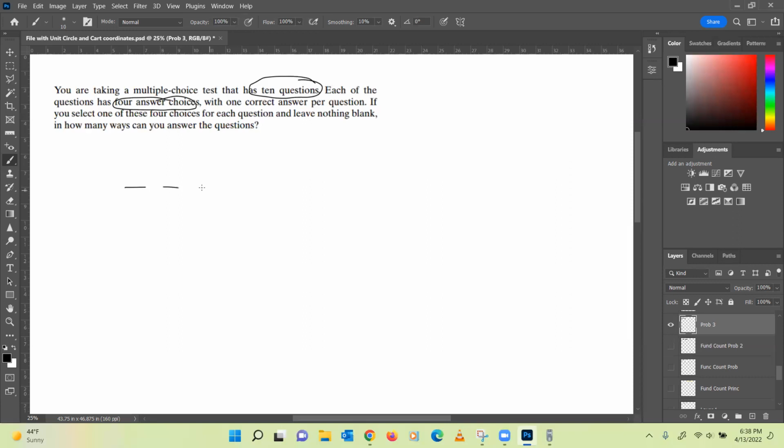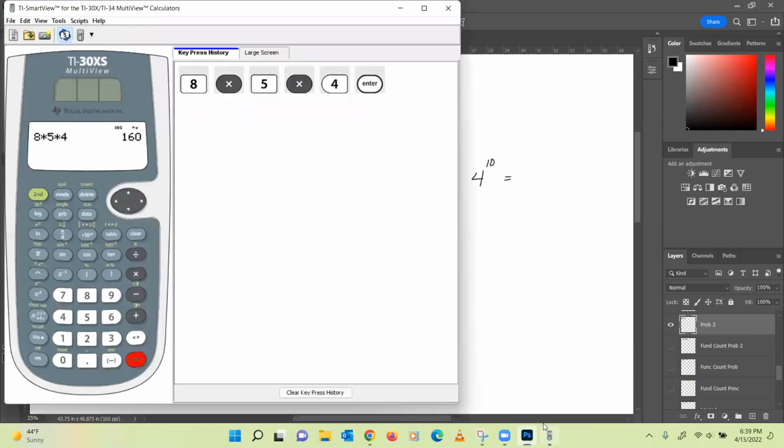So maybe what I'll do is I'll write out 10 lines to represent the 10 questions, and each one has 4 choices. And now you can see that it is not quite as simple as 4 times 10. We actually have 10 4s we are going to multiply together. And so what we will do is 4 times 4 times 4, 10 of those. And it's a little faster to use exponents. That's the same thing as 4 raised to the 10th power. That's a lot faster to type into the calculator.